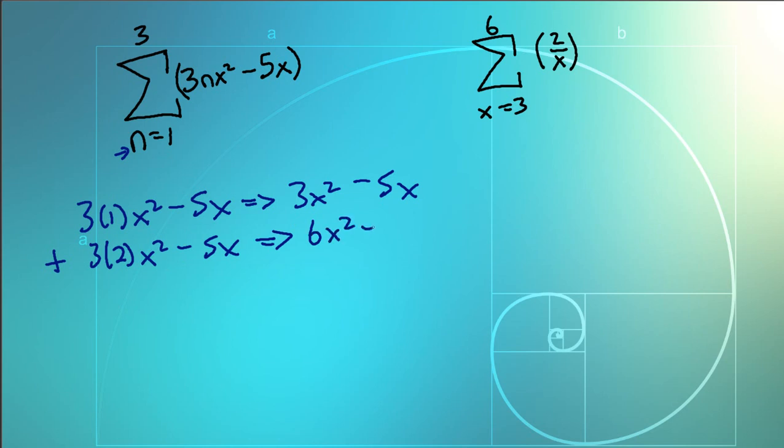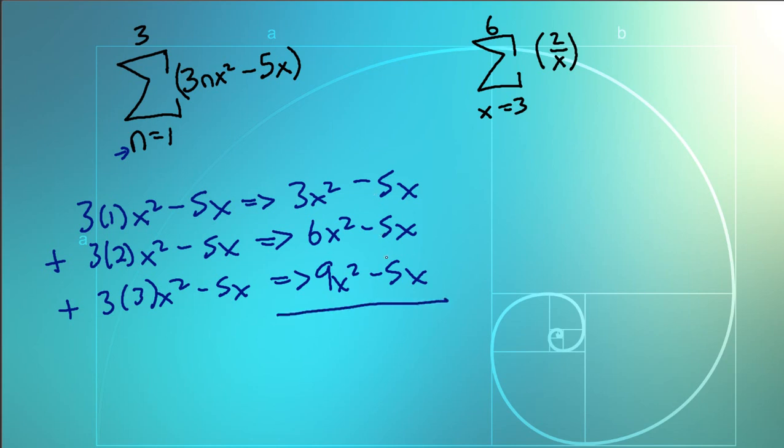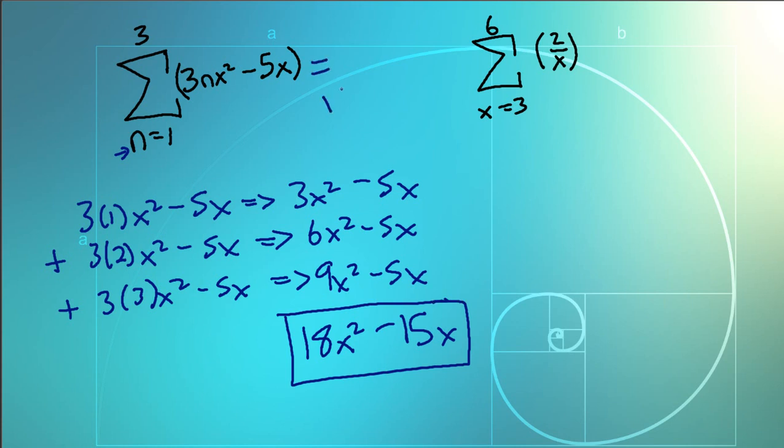So I get 6x squared minus 5x, plus 3 times, I'm going to go up to 3 now, x squared minus 5x, 9x squared minus 5x. Now it's a summation, so I need to add these all up. Negative 5 plus negative 5 plus negative 5, negative 15x. Those are all like terms. And then I have 3 plus 6 plus 9. That's going to be 18x squared. I only combined my like terms. So my answer here is 18x squared minus 15x.